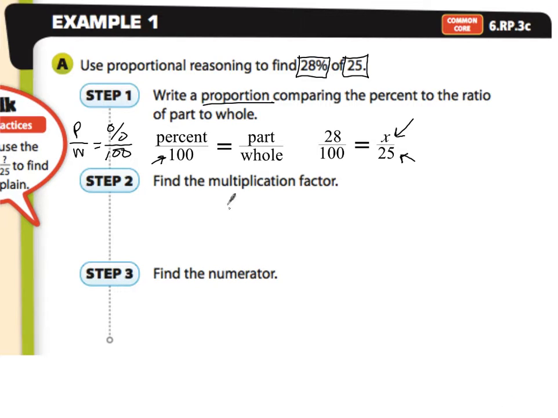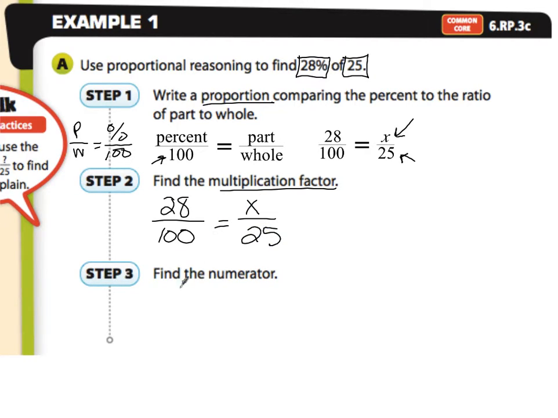Okay, so then here it says find the multiplication factor. What you're doing is the same thing that we've always done. We've always looked and said, okay, we have 28 over 100. Touchy board today. 28 over 100 is equal to something over 25.